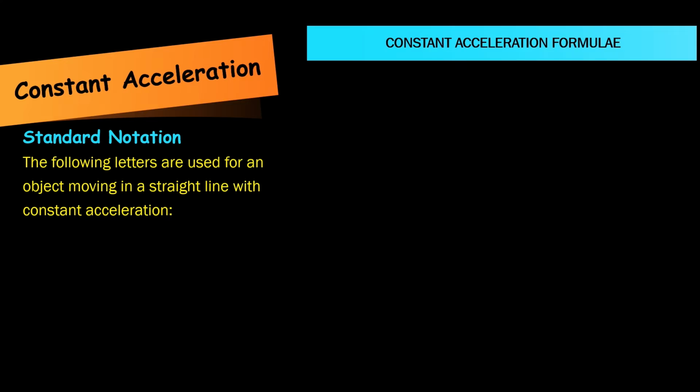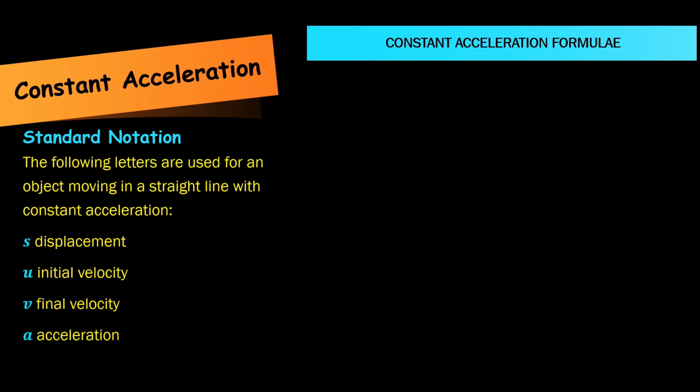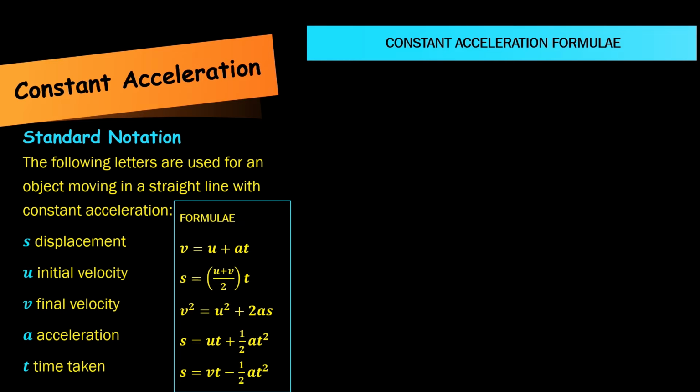Before moving on to the next exercise, let's remind ourselves of some standard notation and some formulae. So the following letters are used for an object moving in a straight line with constant acceleration. We have s equals displacement, u equals the initial velocity, v the final velocity, a the acceleration, and t the time taken. And here are the formulae which we derived in previous sessions. So let's now take a look at review exercise 3.